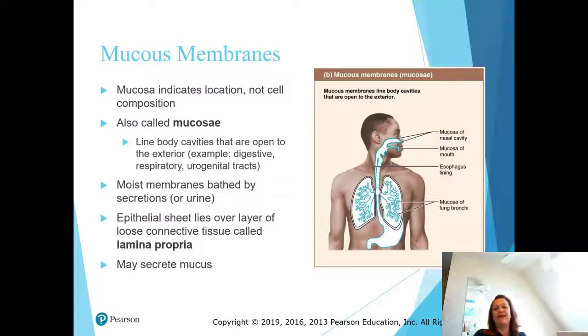When we're here, though, we can't make that classification because each region is different. For example, the mouth is stratified squamous epithelia over the lamina propria, which is more than likely the areolar and dense irregular, for a lot of support. In the delicate lung tissue, we have an epithelial sheet of simple squamous, right, overlying a very delicate lamina propria. So every mucous membrane is going to have two different epithelia and connective tissues together.